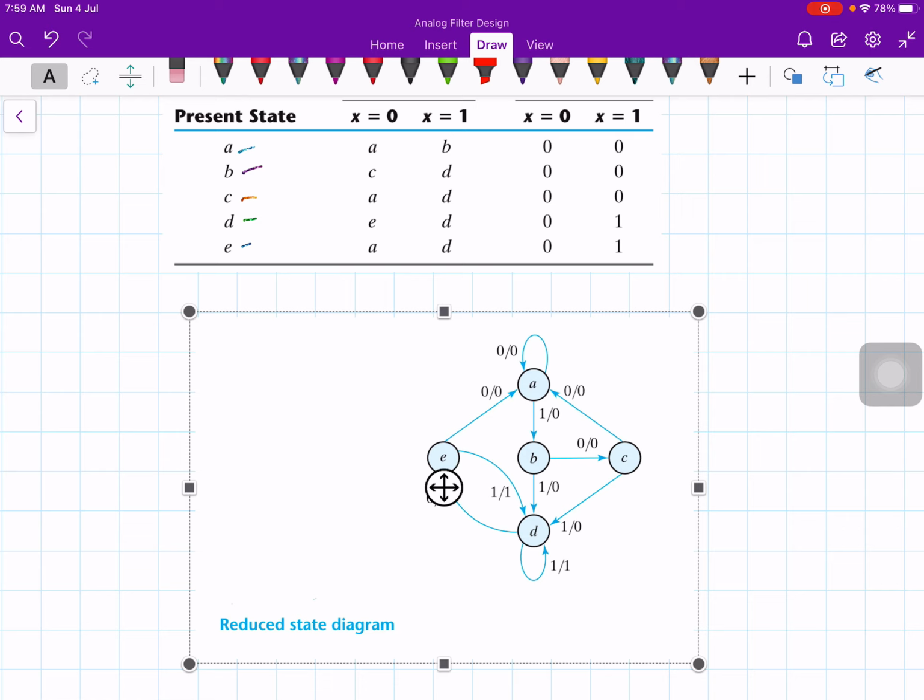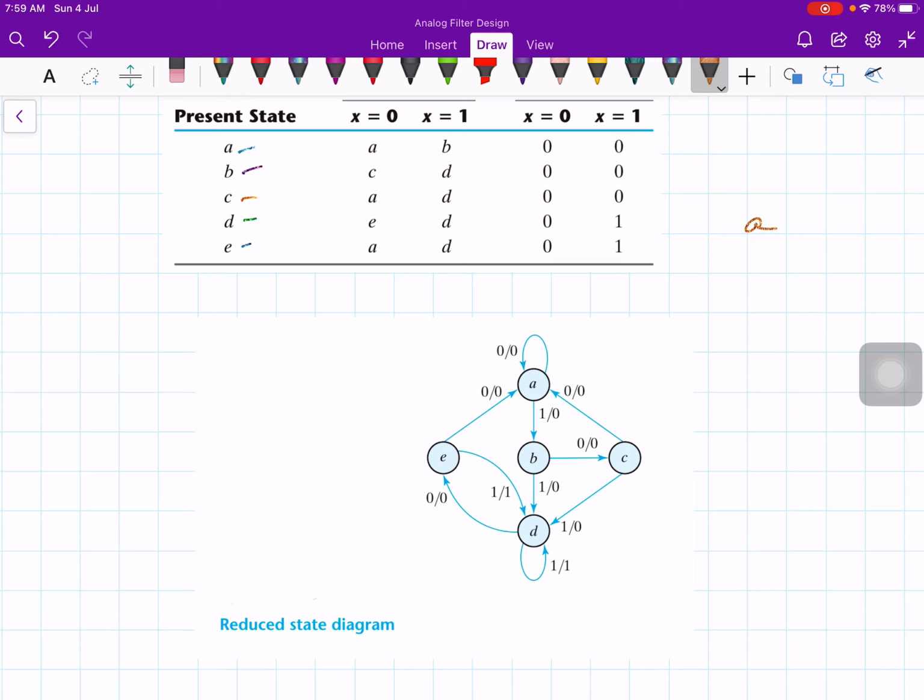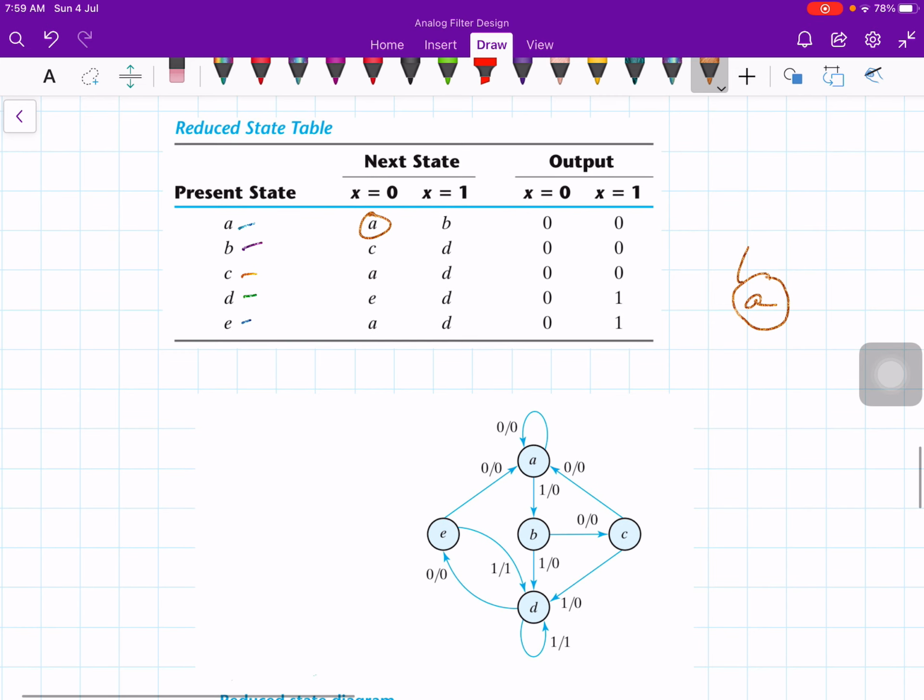So present state is A. You circle the A because a state is denoted by a circle, and inside you write it. Input is 0, and you go to next state A only. What is the output? Output is 0. Now when input is 1, you go to next state B. So this is my B.